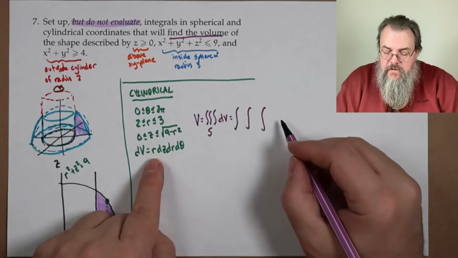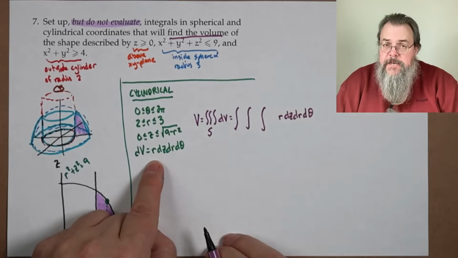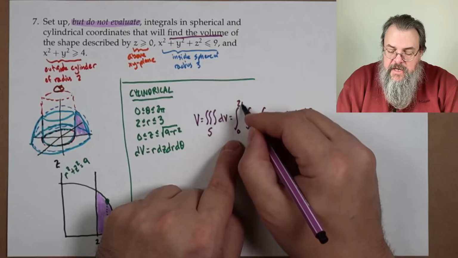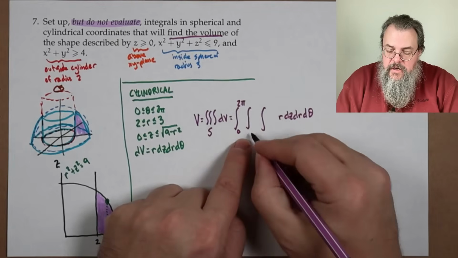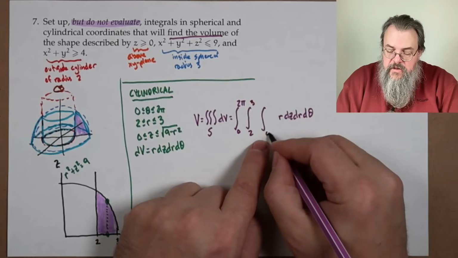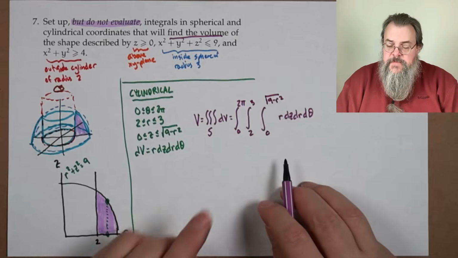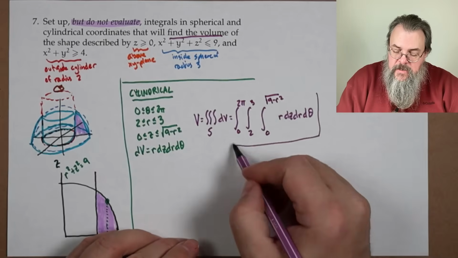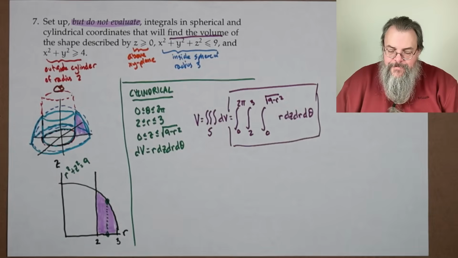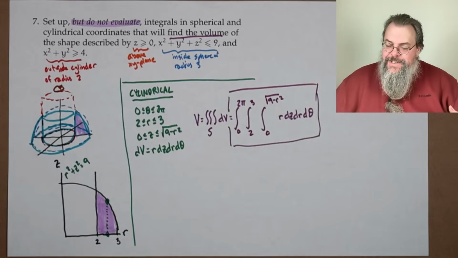dV is r dz dr dθ. Theta, 0 to 2π. R, 2 to 3. Z, 0 to the square root of 9 minus r squared. And there we go. That's cylindrical. Cool. Now, we still have one to go.